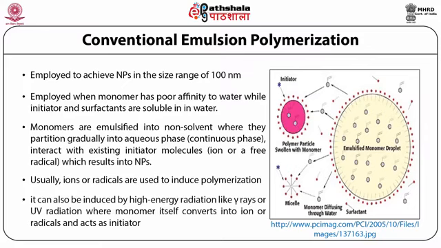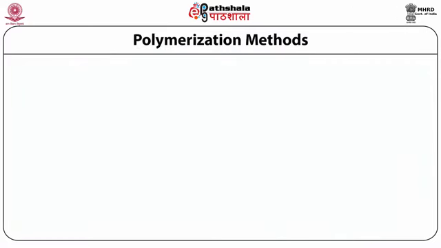Ions or radicals are widely investigated to induce polymerization. However, it can also be induced by high energy radiation like gamma radiation, UV radiation, or even visible light, where the monomer itself converts into ions or radicals and acts as the initiator molecule. Nanoparticle formation may happen before or on completion of polymerization. Now let us see what the process variables are which affect the efficiency of the conventional emulsion polymerization technique.